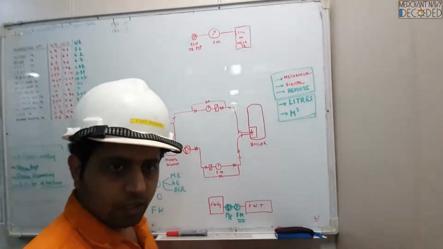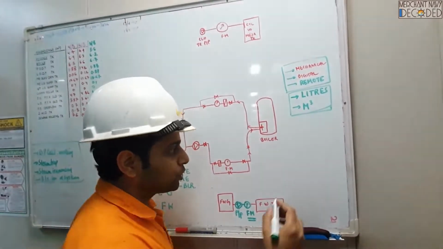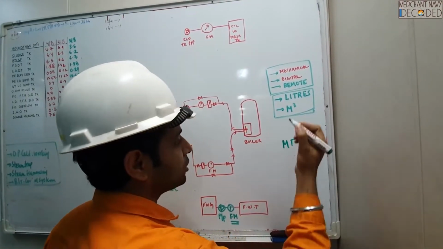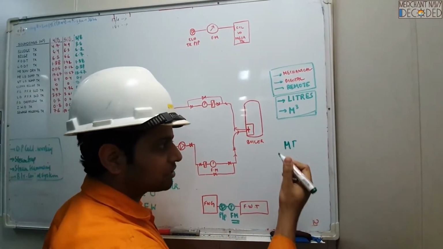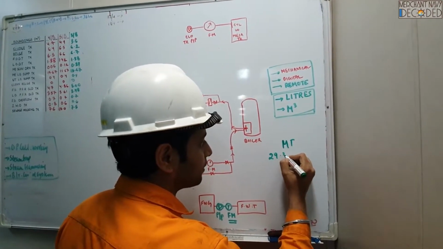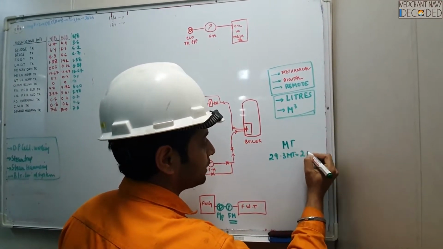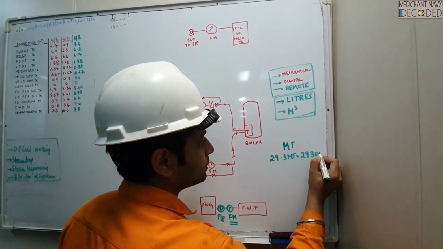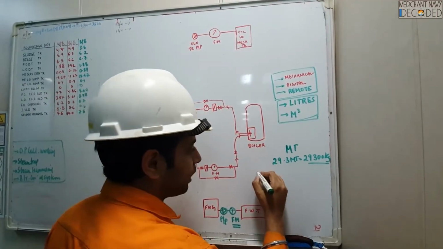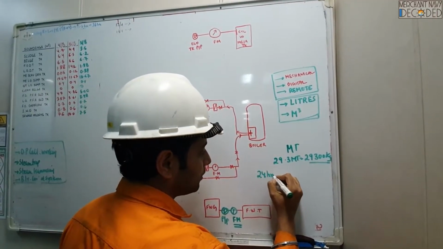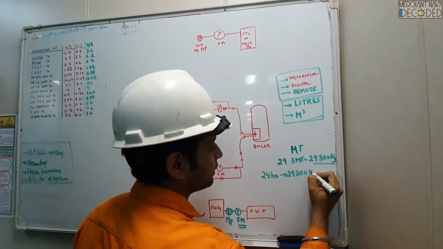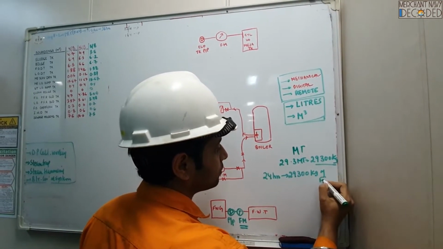Okay guys, see over there I showed you that consumption is in metric tons. Say main engine is 29.3 metric tons, generator is 3 metric tons. That means if it is 29.3 metric tons, it is 29,300 kg. That means in 24 hours the main engine has consumed 29,300 kg of fuel.